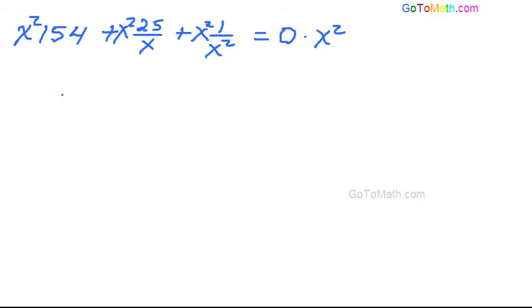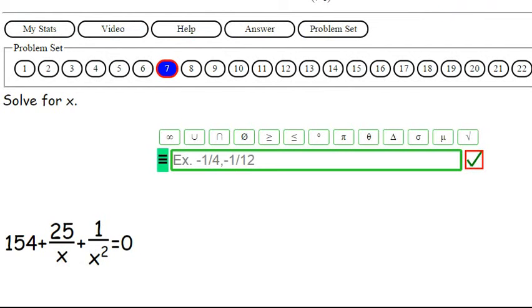Okay, now I'm going to rewrite this. This is 154x squared plus, now of course there's an x down here in the denominator, so that's going to cancel one of those x's out. So we'll have 25x, and then plus 1 is equal to 0. And this is not very nice looking, to say the least. Did I write that down right?